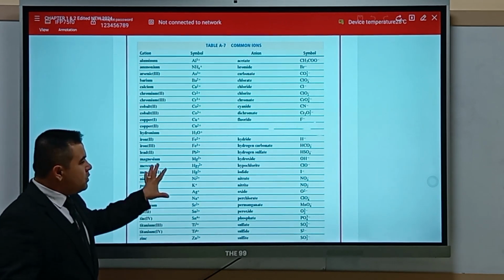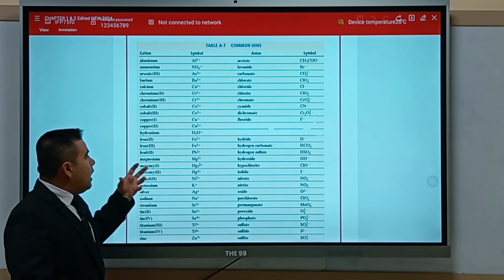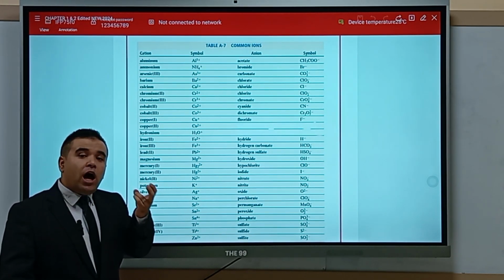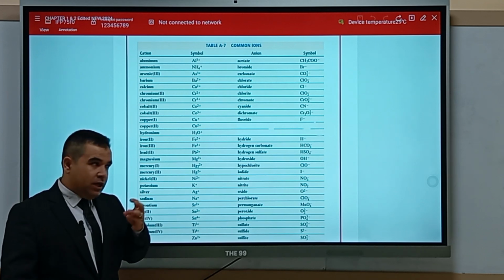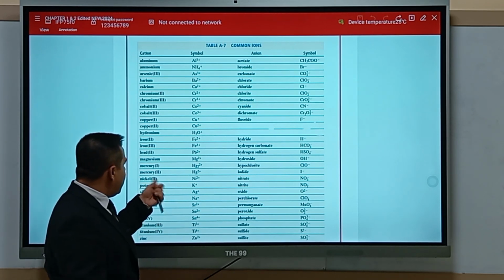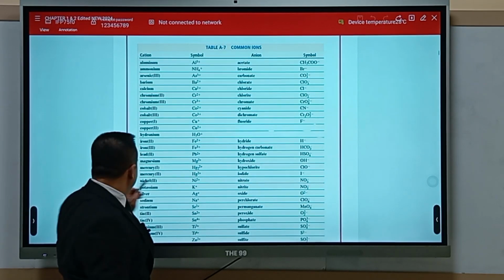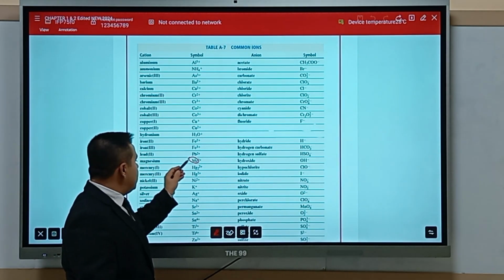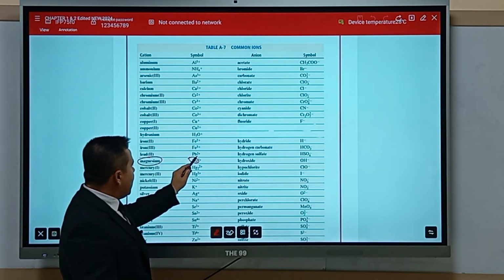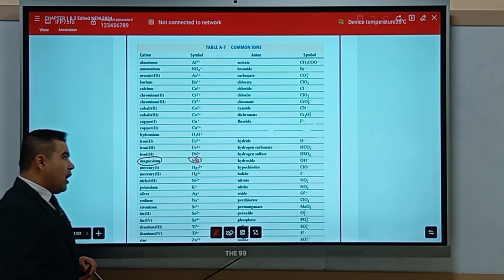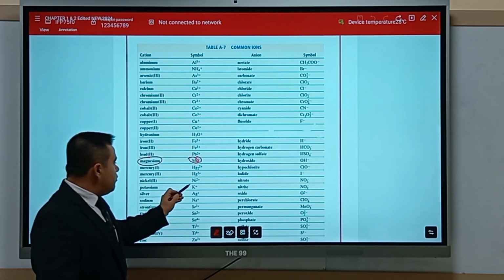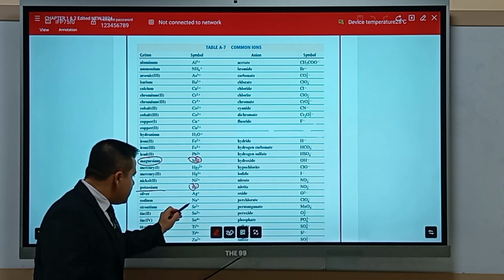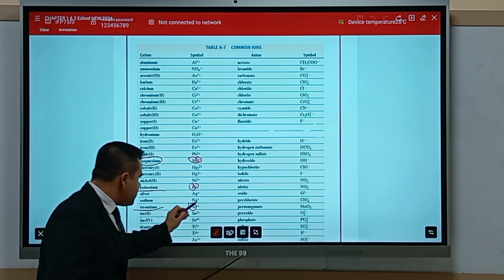So take a quick revision. The table is given here. You have to know the name of them, the charge and their formula as well. The name, the charge and the formula. Like what? Like Mg is a formula. You have to know Mg is magnesium and has a positive 2 charge. This is potassium and has a positive 1. This is strontium and positive 2.